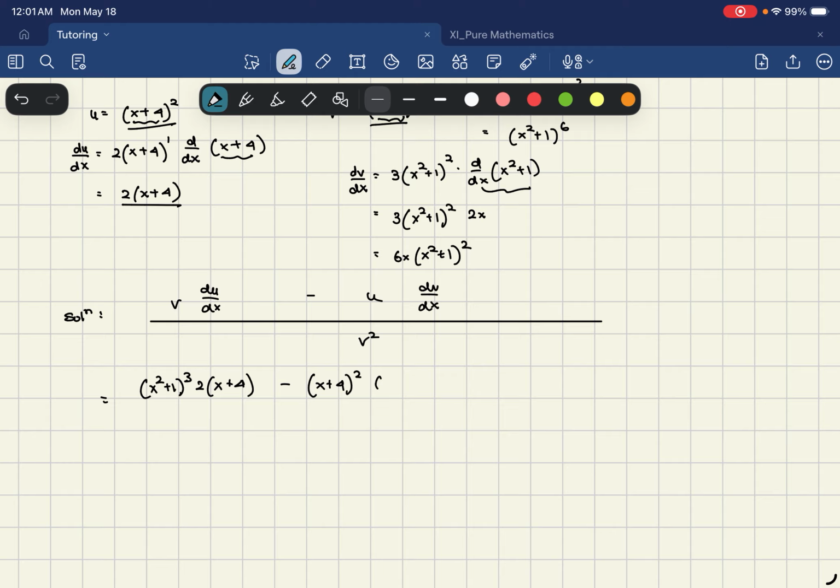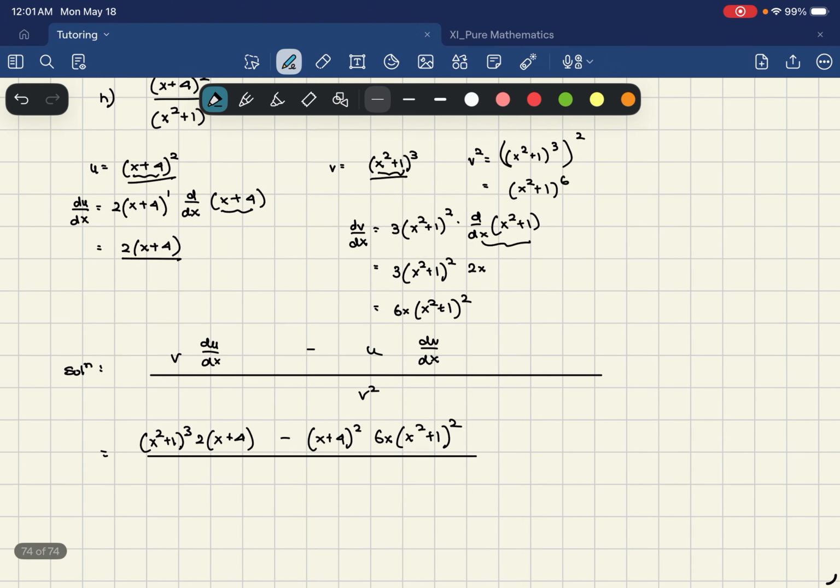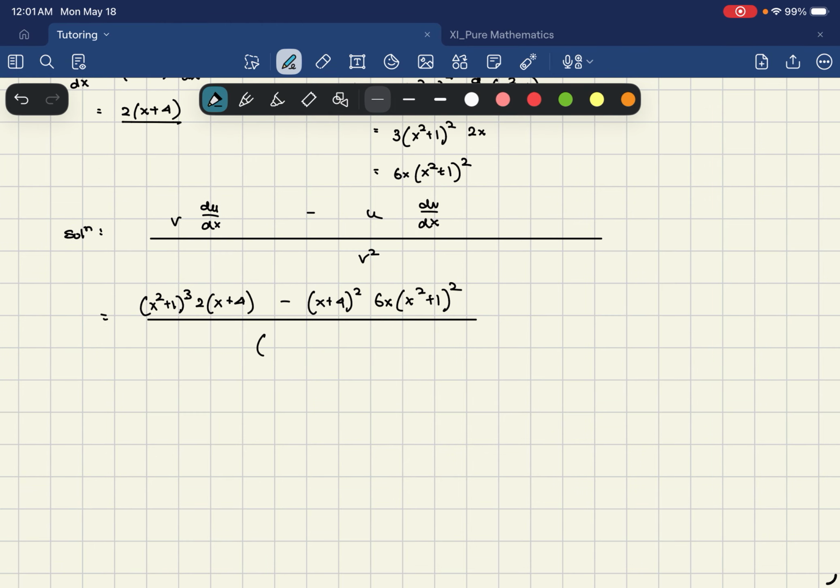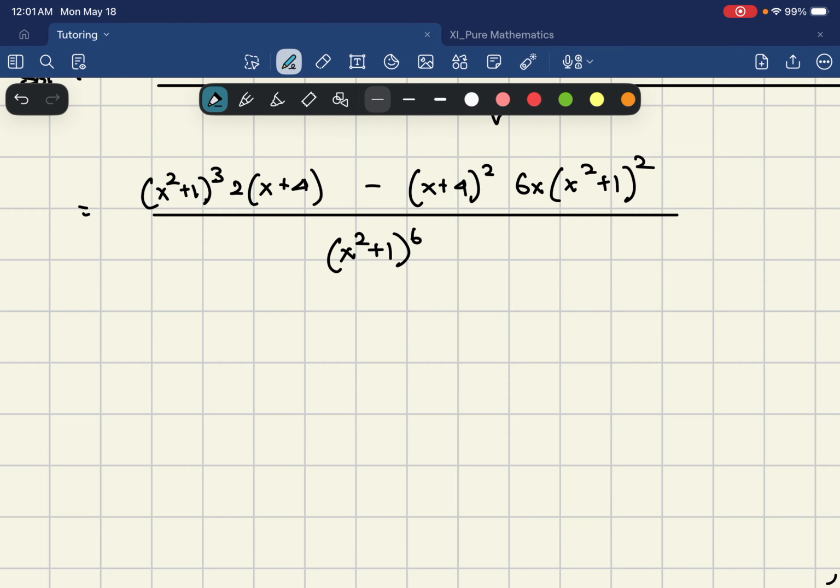And dv by dx is 6x(x squared plus 1) squared. And finally, my denominator is v squared, which is going to be (x squared plus 1) to the power 6. All right, so I can factor out an (x squared plus 1) squared from my numerator. This is the lowest power of x squared plus 1 that I can factor out, right? I have a 3 here, I have a 2 here, so I'm going to factor out the lowest power.